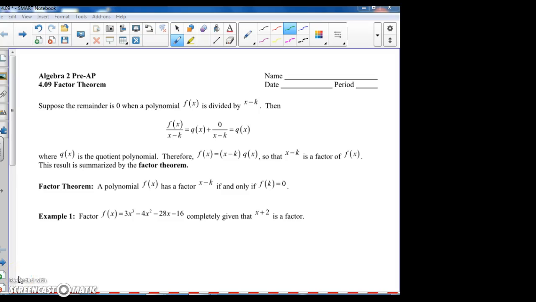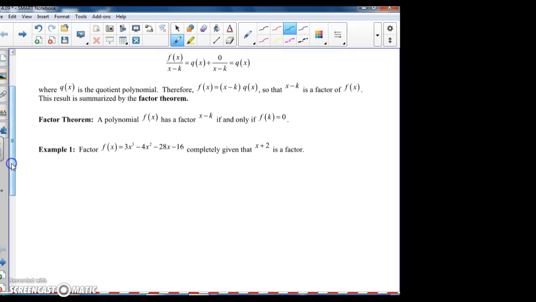Okay, so here's example number 1. Factor f of x equals 3x cubed minus 4x squared minus 28x minus 16 completely, given that x plus 2 is a factor. So I'm telling you one of the factors. Okay, so here goes my question. How would you guys do that?